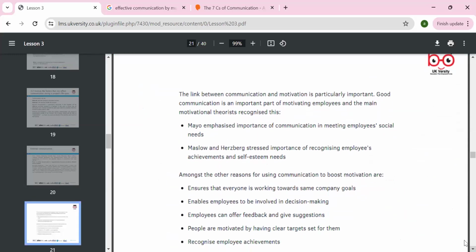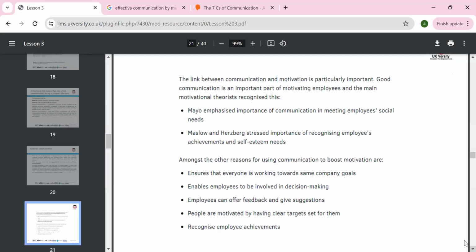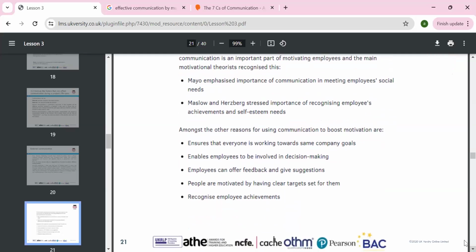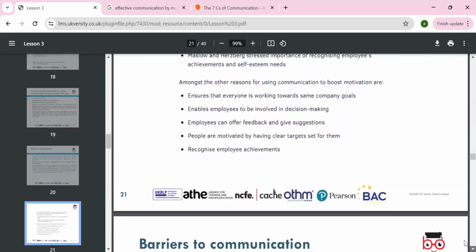We have different authors on motivational theory. Mayo emphasizes the importance of communication in meeting the employee's social needs. Maslow and Herzberg stress the importance of recognizing the employee's achievement and self-esteem. Ensure that everyone is working toward the company's goal, and enable employees to be involved in decision making. Employees can give feedback and suggestions, and motivated people have clear goals and targets.